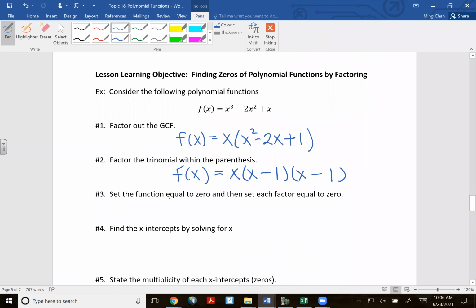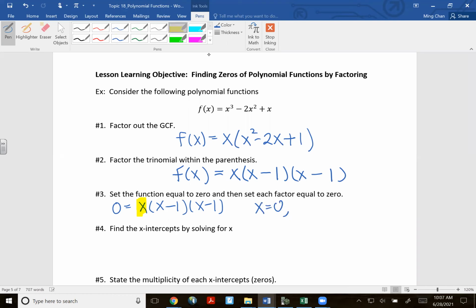Number three, set the function equal to zero. I'm going to set this entire function equal to zero, then set each factor equal to zero. Setting the function equal to zero means replace f of x with zero. Then I'm going to set each factor equal to zero, meaning the factors that contain your variable x. This is a factor that I factored out earlier. It contains my variable, so I set it equal to zero.